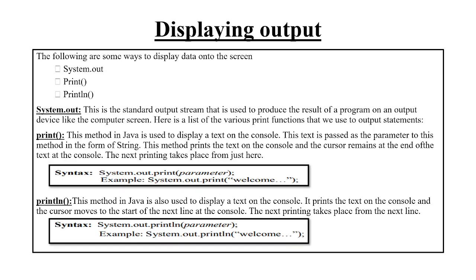To display the content, we are going to use System.out, either print or println. System.out, as we said earlier, is a standard output stream that is used to display the result on the computer screen. Print is a method that helps us to display the text on the console, whereas println displays the text on the console and the cursor will move to the next line. So this is the major difference between System.out.println and print.